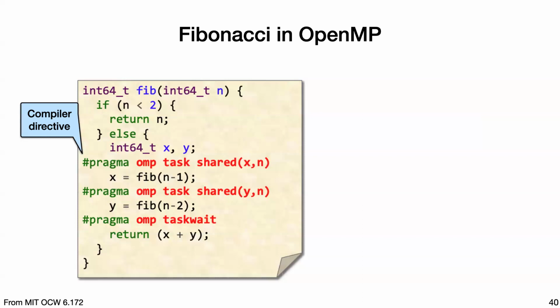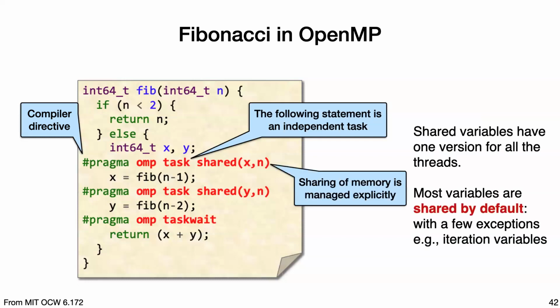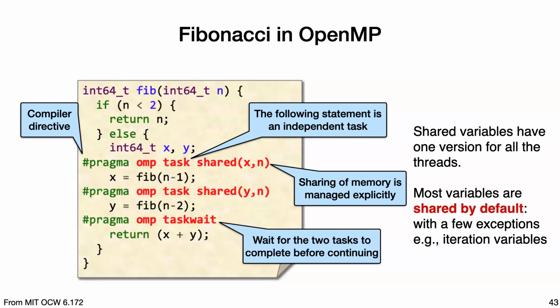Yeah, task is all independent tasks. Shared is declaring the scope of the variable, and you don't always have to declare the scope. Mostly variables are shared, except for things like iteration variables. And the last one is taskwait. Taskwait means that you have to stop at the point where you said taskwait and wait for anything that you spawned off above with task to complete before you continue past that line.